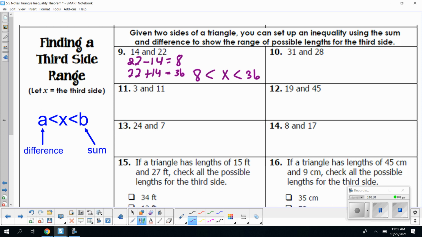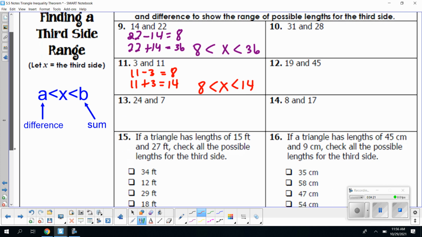Okay? Let's take a look at number 11. The difference of 11 and 3 gives me 8. The sum of 11 and 3 gives me 14. So that means my third side length needs to be between 14 and 8. It must be less than 14, but it must be greater than 8.